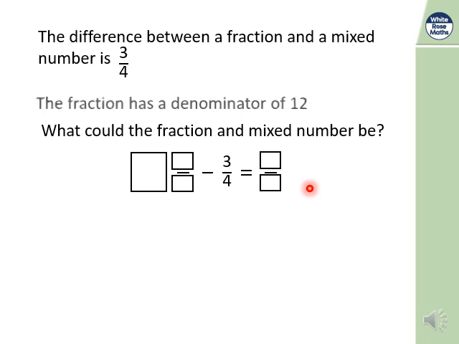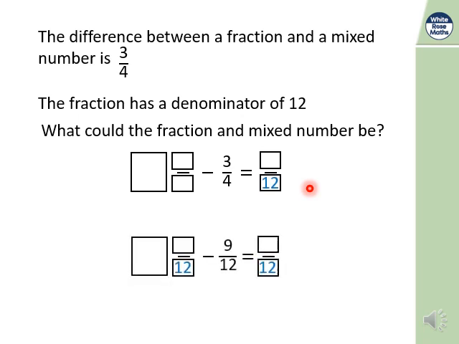What information do we already know? We already know that the fraction has a denominator of 12. So our answer must be 12ths. So now we could change it and look at our answer like this. 1 whole and something 12ths, take away 9/12 equals something 12ths. So it could be 1 whole and 5/12, take away 9/12 is 8/12. That's a possibility.